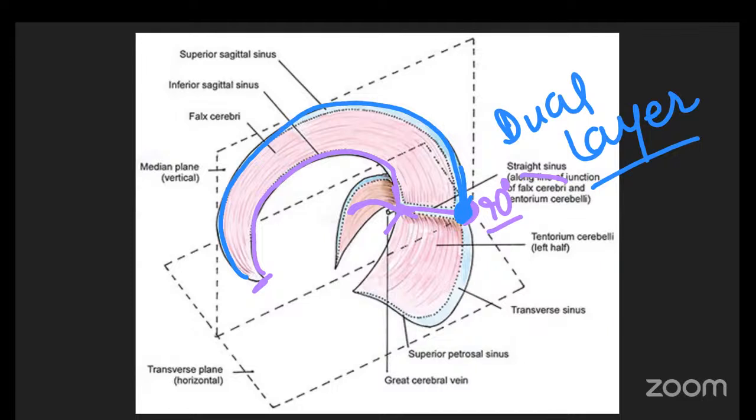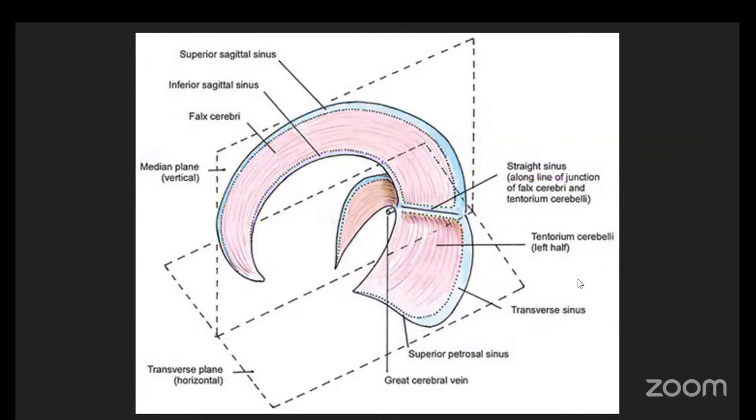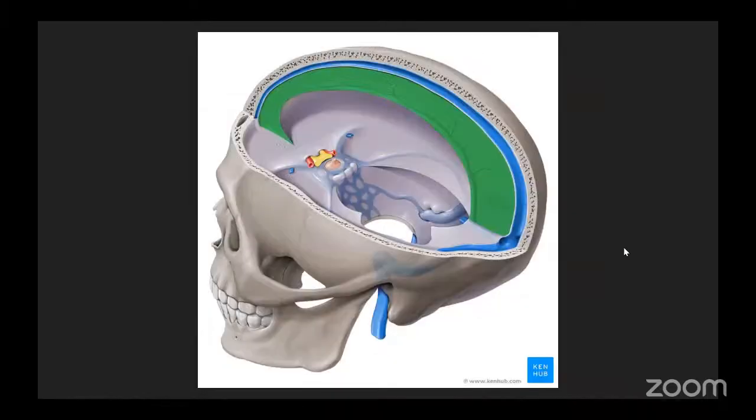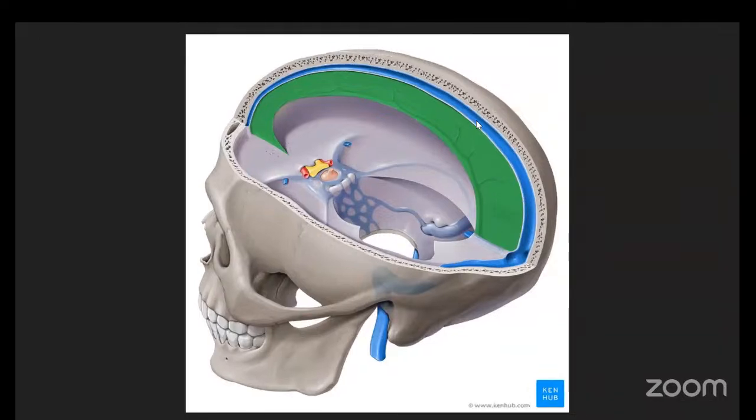Are we all on the same page? Yes, ma'am. Moving on. I'm going to show you the easy pictures first. They're all very easy to understand, pleasant to look at. We will come to the cadaveric dissections later on.